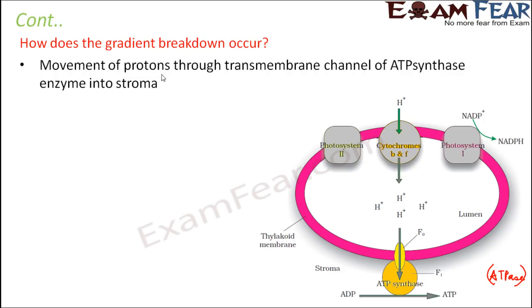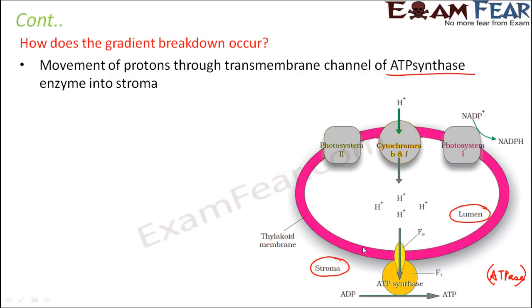Now what does it do? The movement of protons through the transmembrane channel of the ATP synthase enzyme into the stroma. So this is a protein which is embedded in the membrane. We know about the transmembrane proteins, right? These proteins are embedded in the membrane and they act as a channel. So the protons or the particles can move through this channel of this protein and they can move to the other side. That is, this is your lumen. So here the protons want to move from lumen to stroma. So this enzyme will act as a channel and it will pass them from lumen to stroma.